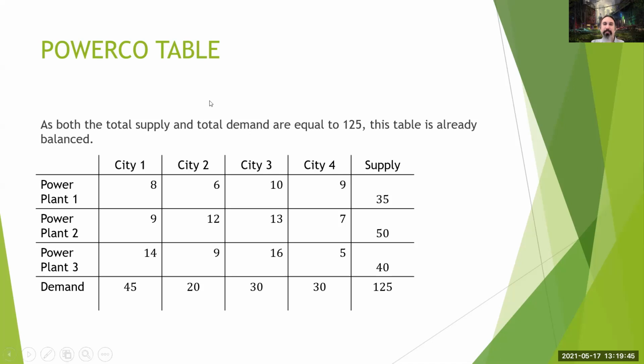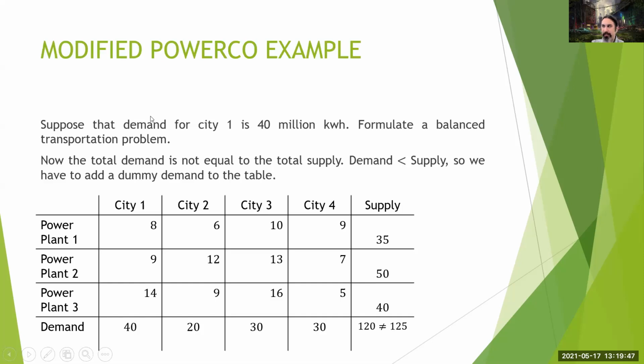125. But if it was different, for example, if we said that demand for city 1 is 40 million kilowatt hours, now this has decreased from 125, now we have 120. We have excessive supply, more supply than we need. Okay, we have 125 supply, but we have only 120 demand. Then now we need to create another demand point to be able to balance this table.